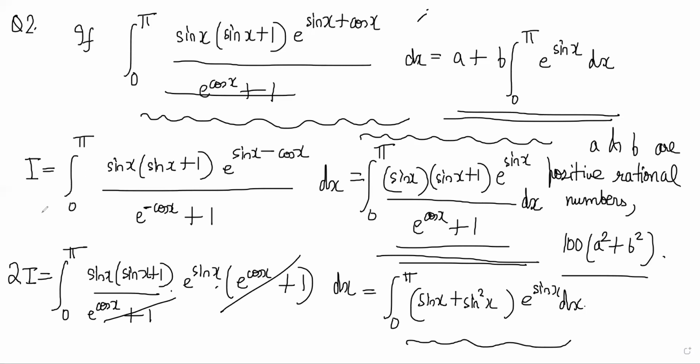You have 2I is equal to this. You have to somehow try to get it in that form, I.